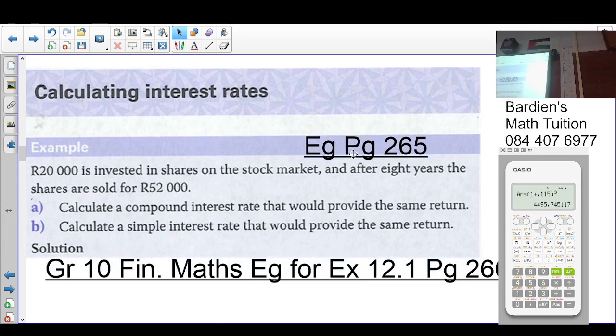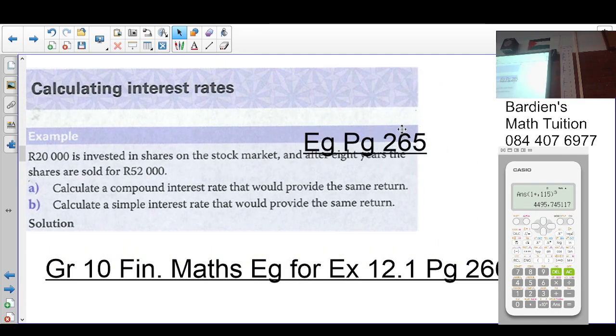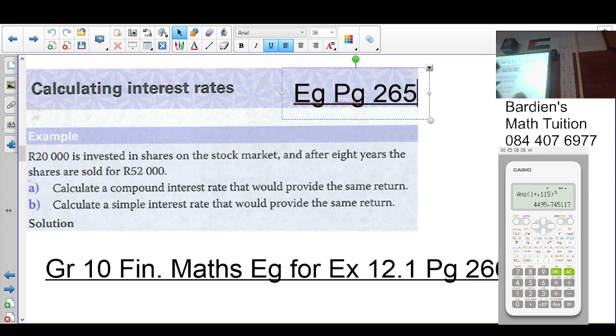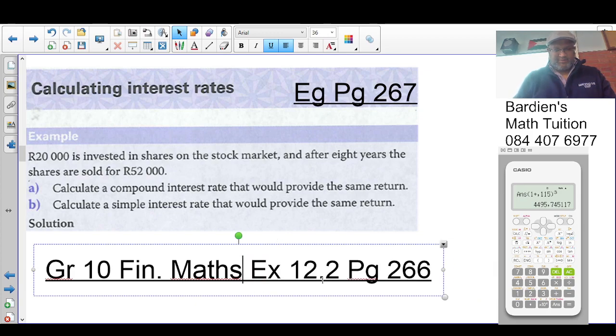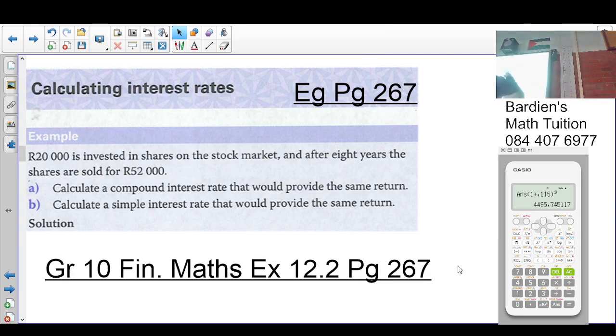Calculating interest rate. At this point, we have done this already, and it was load shedding. So, we're just going to go through this quickly. It's on page 267. And this is an example for exercise 12.2. I think I must take 4 example out here. Okay, and it's on page 267. Here we are told we will calculate the interest rates.